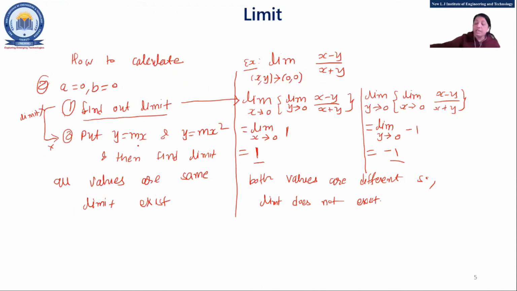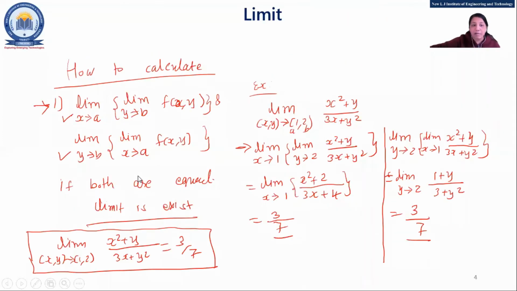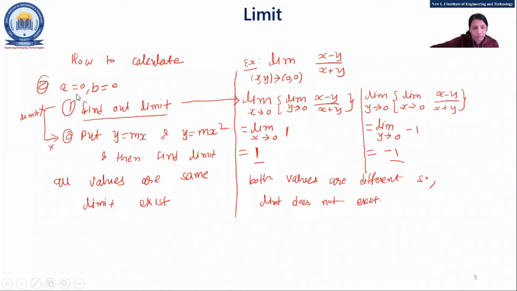So what we have seen: definition of limit, how to calculate limit. There are two ways. The point (a, b) is either (0, 0) or other than (0, 0). If it is not (0, 0), we'll go this way: first apply y then x, then first apply x then y. If both are same, limit exists, otherwise not. Second is, if your point is (0, 0), find out the limit according to the first case.